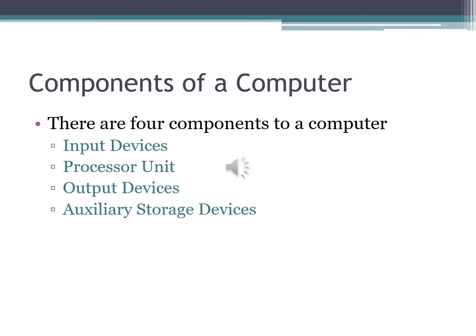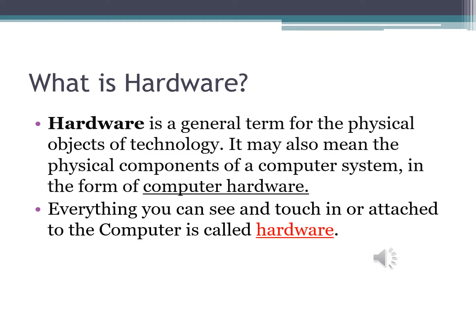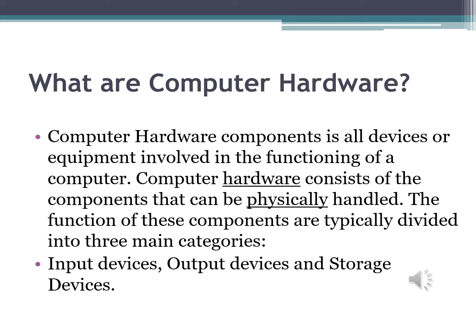There are four components to a computer: input devices, processor unit, output devices, and auxiliary storage devices. Hardware is a general term for the physical objects of technology. It may also mean the physical components of a computer system. Everything you can see and touch in or attached to the computer is called hardware. Computer hardware components are all devices or equipment involved in the functioning of a computer. Computer hardware consists of the components that can be physically handled.